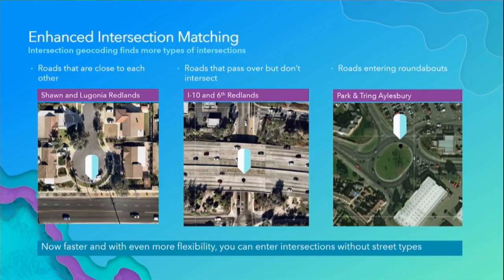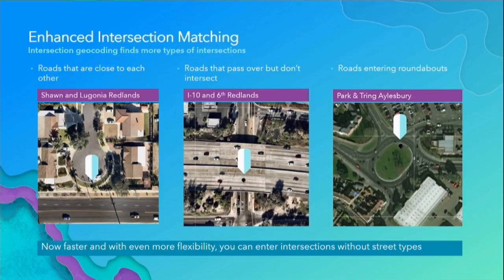But in this case, if you entered 2 of the streets that were connecting into the roundabout, they don't actually intersect each other. But we can find a location that represents where those 2 segments might actually come close together. So if someone was out in the field reporting a location and saying, I'm at Park and Tring, or I'm at the location where Park and Tring intersect, but they don't physically intersect in the data, we can still find that location.